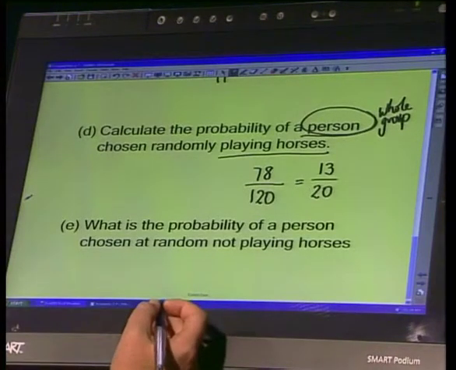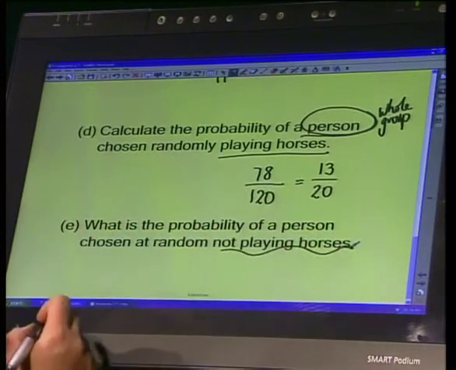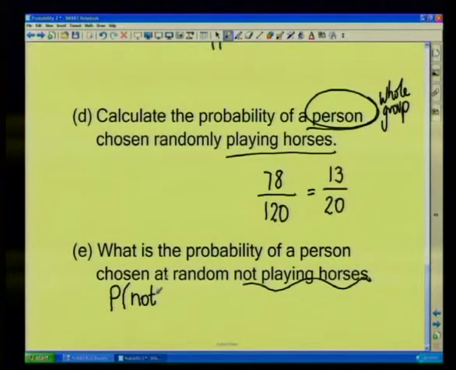What is the probability of a person chosen at random not playing the horses? And the key word is not. Okay, so if they are not playing the horses, then obviously it is the opposite of playing the horses. So generally speaking, if I am not doing something, the formula is that it will be 1 minus the probability of doing it. Okay, so in this case, it would be 1 minus the probability of playing the horses.